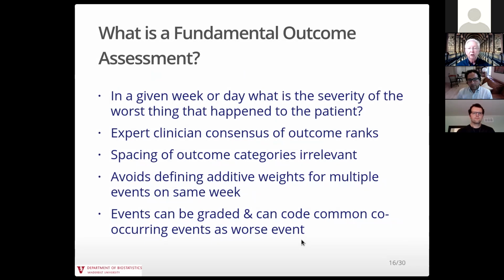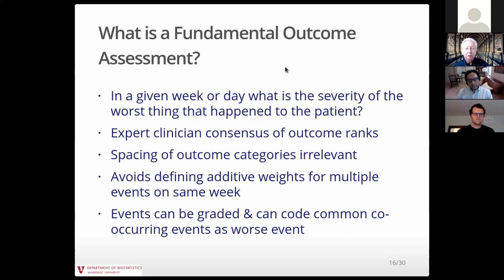So what is a fundamental outcome assessment? Well, in a given week or day, whatever you want to choose as your time interval, what is the severity of the worst thing that happened to a patient during that week, for example? And so you need expert clinician consensus to rank the outcomes in terms of their severity. These could be from patient utilities, such as time trade-off experiments, willingness to pay to avoid bad outcomes, however you want to assess patient utilities, or just based on clinical expertise. You need the clinicians to agree on which outcomes are worse than which other outcomes.